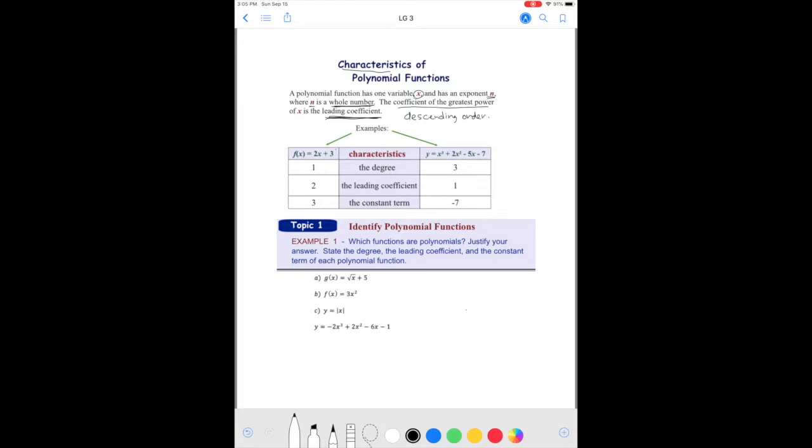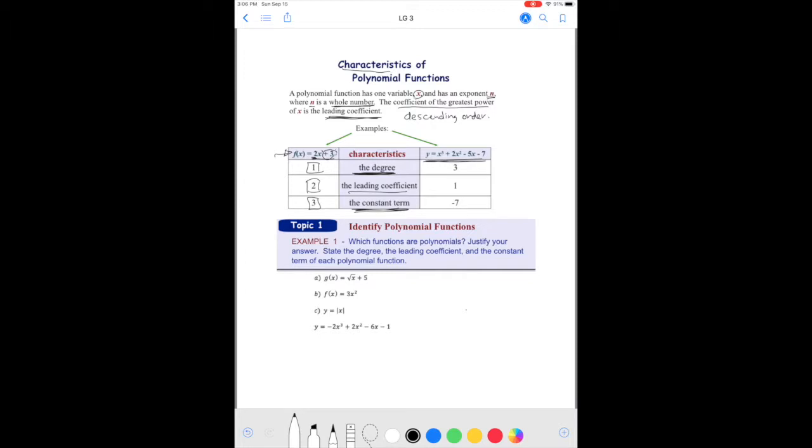Okay, first of all, let's look at these two examples we have here. We have an example here where f of x equals 2x plus 3. The first thing, let's look at the degree. Well, the degree here, you can't see a number there, but it's invisible. There's a 1 there, so it's a 1 degree. And the leading coefficient, that's the number in front of that degree, is 2. And the constant term, that is the term that has no variable attached. In this case, it's plus 3, so positive 3.